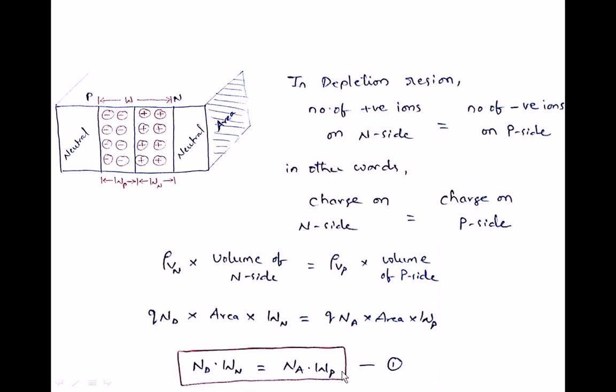From that we arrive at one conclusion: Nd into Wn is equal to Na into Wp. This is the relation between doping concentration and the width of the depletion region. Nd into Wn is equal to Na into Wp. From this we are going to solve the problem.